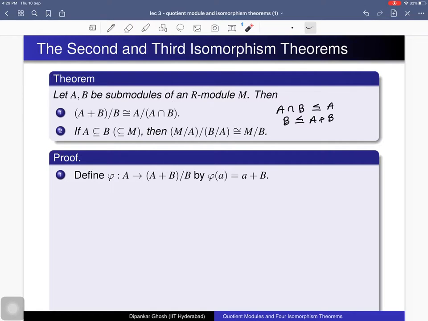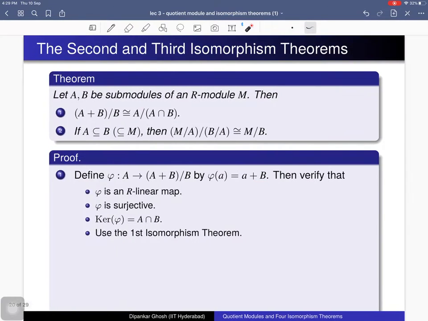Or directly we can give the map like this. You start with an element a of A and you just map it to the equivalence class of a modulo B. And then we need to verify that this phi is actually an R-linear map. You can verify it directly, and as I said, this is a composition of two maps, one is the inclusion map, another one is the projection map. So this is an R-linear map.